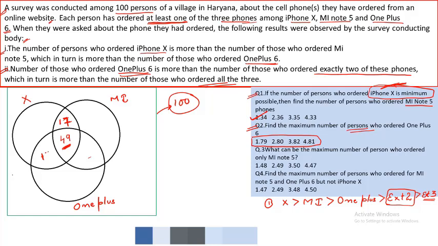So if I do it 17, 17 and 17, I'm satisfying this condition that exactly 2 is greater than exactly 3. But this condition is not satisfied. Now what can be done to satisfy this condition? What I'll do is I'll take 1 from this 17 and move it over here. So if I take 1 from 17, this would be 16. And if this is 16, this would be 18.